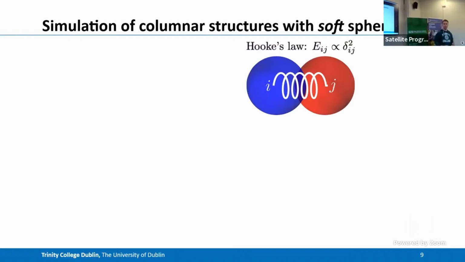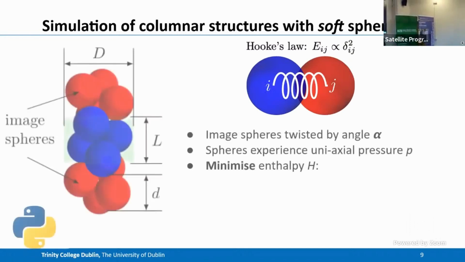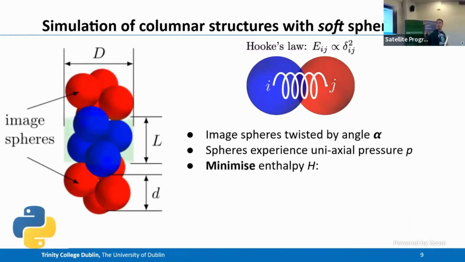And here we use this old Durian model, where you just assume that spheres can overlap, but when they overlap, their energy behaves like a spring between them. So the energy goes up with the overlap squared. We put these soft spheres into a cylinder of a certain length L and a diameter capital D. And we use image spheres above and below that are twisted by a certain twist angle to simulate an infinite column.